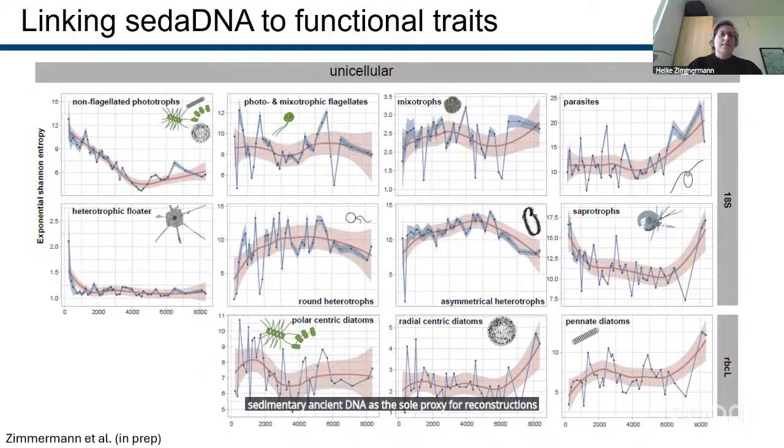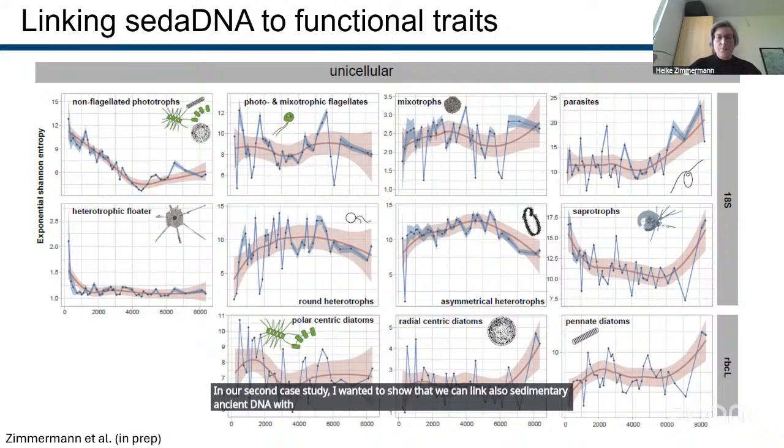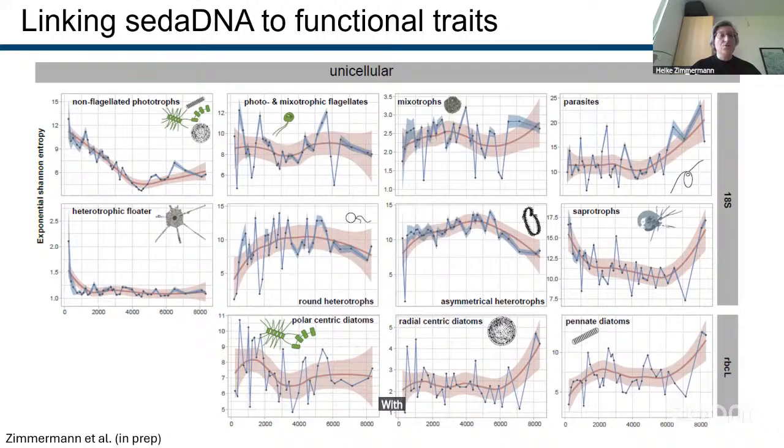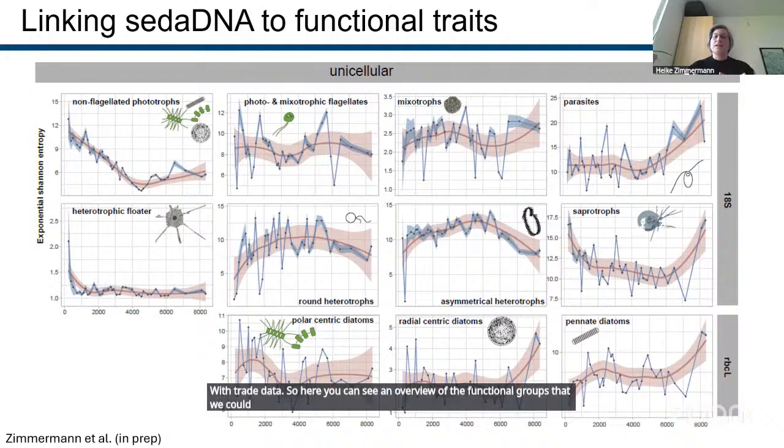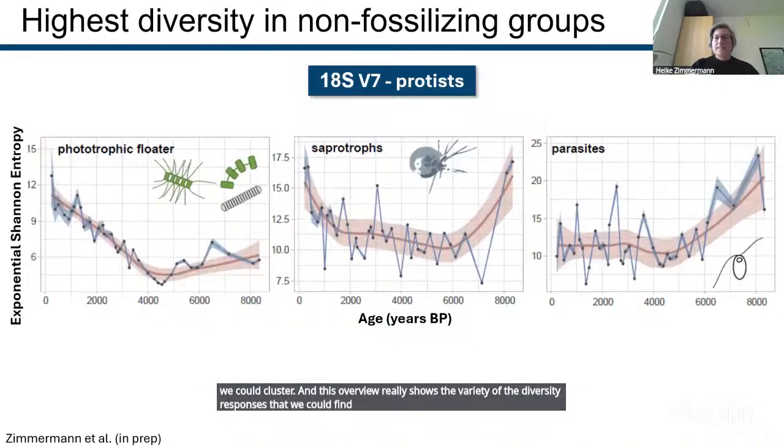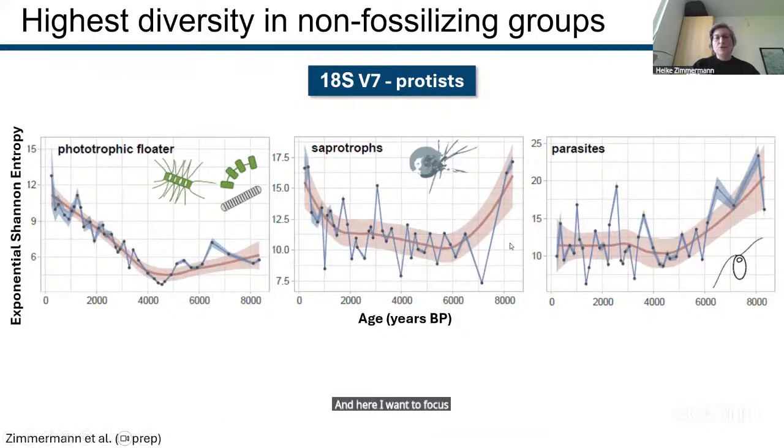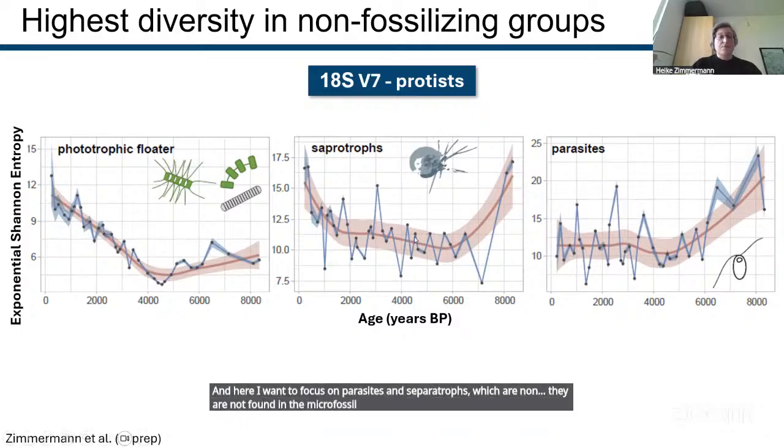In our second case study, I wanted to show that we can link also sedimentary ancient DNA with trait data. So here you can see an overview of the functional groups that we could cluster, and this overview really shows the variety of the diversity responses that we could find. And here I want to focus on parasites and saprotrophs, which are not found in the microfossil record, but they have the highest diversity.